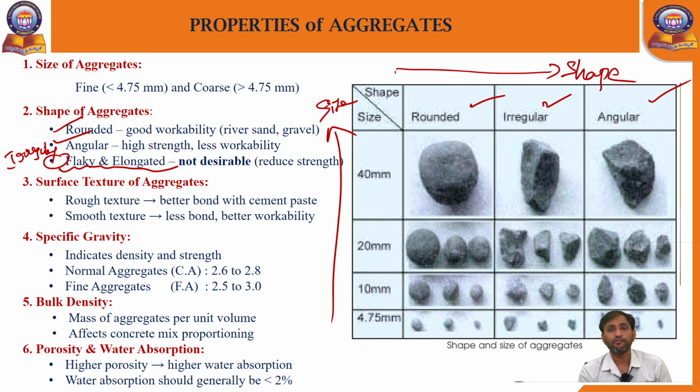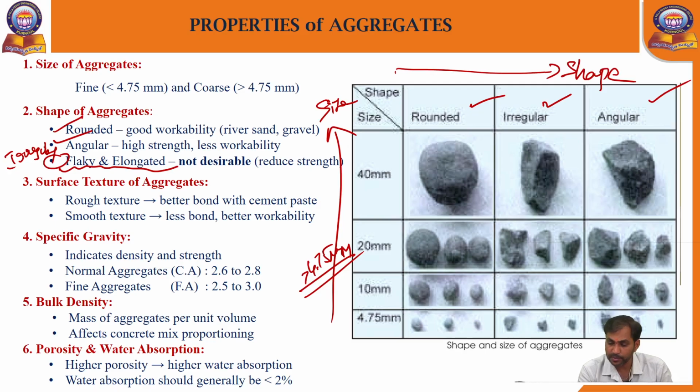So the first property is size of aggregates. It is available in two types of sizes. One is coarse size, another one is fine size. The coarse size is more than 4.75 mm. So the aggregate in this image is more than 4.75 mm, so that is coarse aggregate. Then what are the fine aggregates? Sand particles.